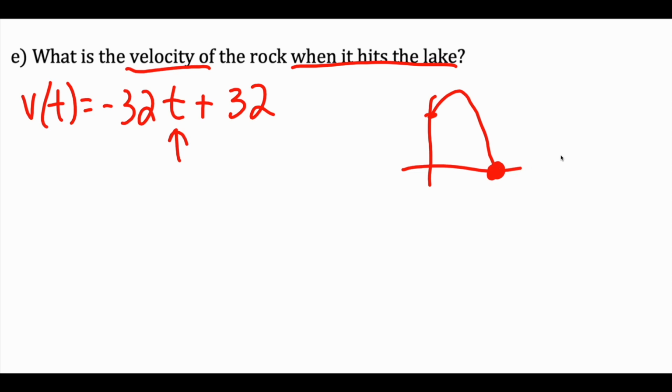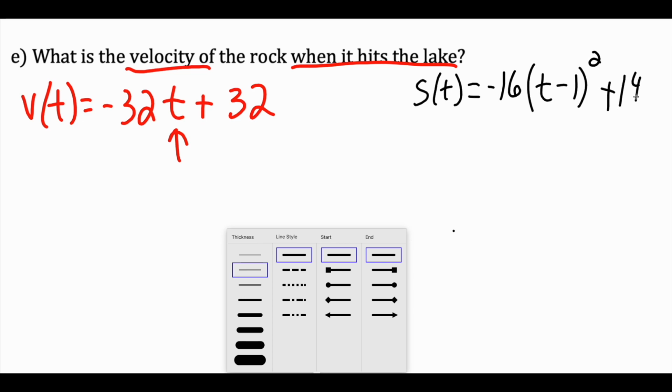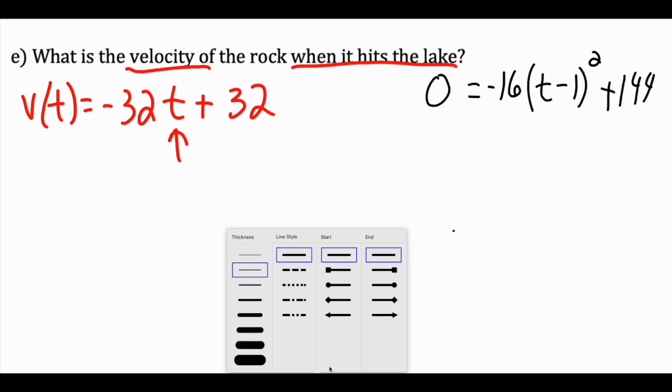So what we're actually trying to find here to start off with is, where is our original function equal to 0? So our original function, let me switch my pen over here, was s of t equals negative 16 times t minus 1 squared plus 144. And we want to know, where is this equal to 0? So I'm just going to set that equal to 0 and then solve it from here, okay?